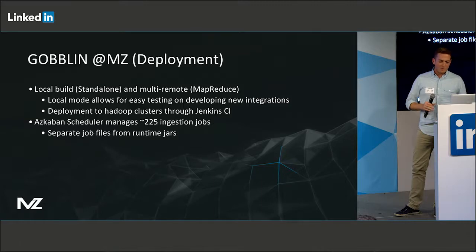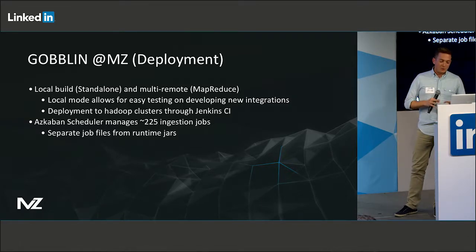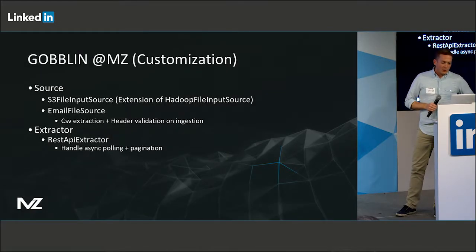We manage about 225 different ingestion jobs with Gobblin, and we separate the jars from the job files. You can package them all in one for Azkaban, but that's an Azkaban talk. Basically, we separate them so that we can deploy them independently, because the job files change more often than the application jar does.